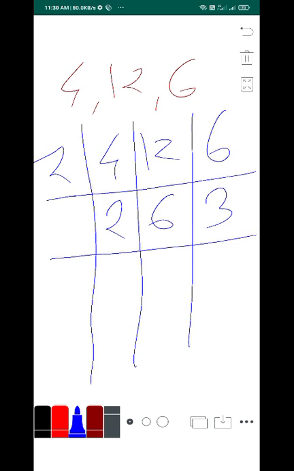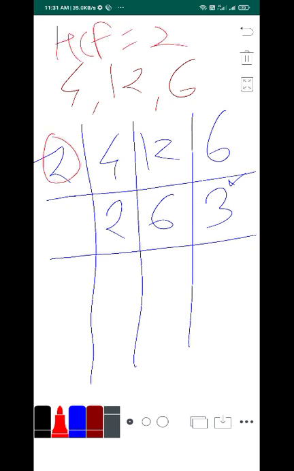Can you divide the 3 numbers by only one number? 2, 6 and 3? No, because 2 is a smaller number and 3 and 6 are different numbers. There is one odd number and 2 even numbers. So 2 is the HCF. HCF is 2. Now divide by this 2. Now one by one we can divide. 2 1s are 2, 2 3s are 6 and 3 as it is.